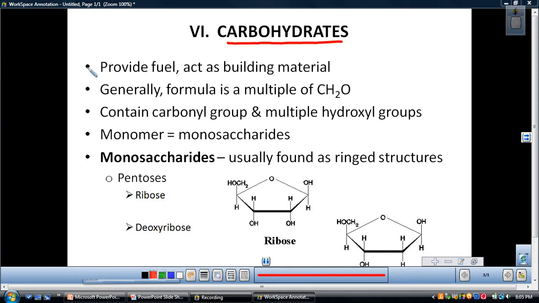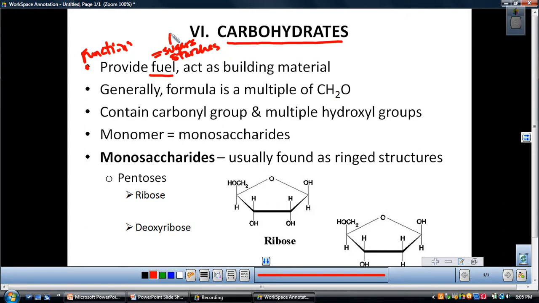The first thing that I want you to notice on the bullet, these are functions. So when you're studying, these are functions of carbohydrates. The first thing it says is provide fuel. There are two things you want to think of with the fuel component, and that is carbohydrates can be broken down into sugars and starches.